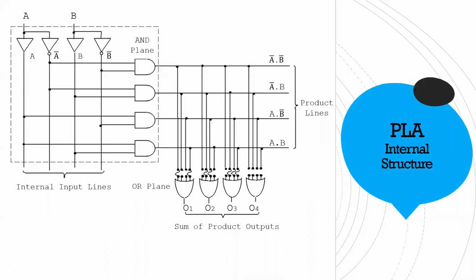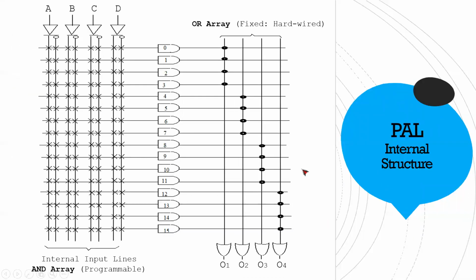But in this case, they are selective. There are selected AND gates for the first OR gate. Some AND gates will go to the second OR gate. Some AND gates will go to the third OR gate, like that. So if you have a connection here, these will have no connection with this one. That means they are not shared, they are not common.